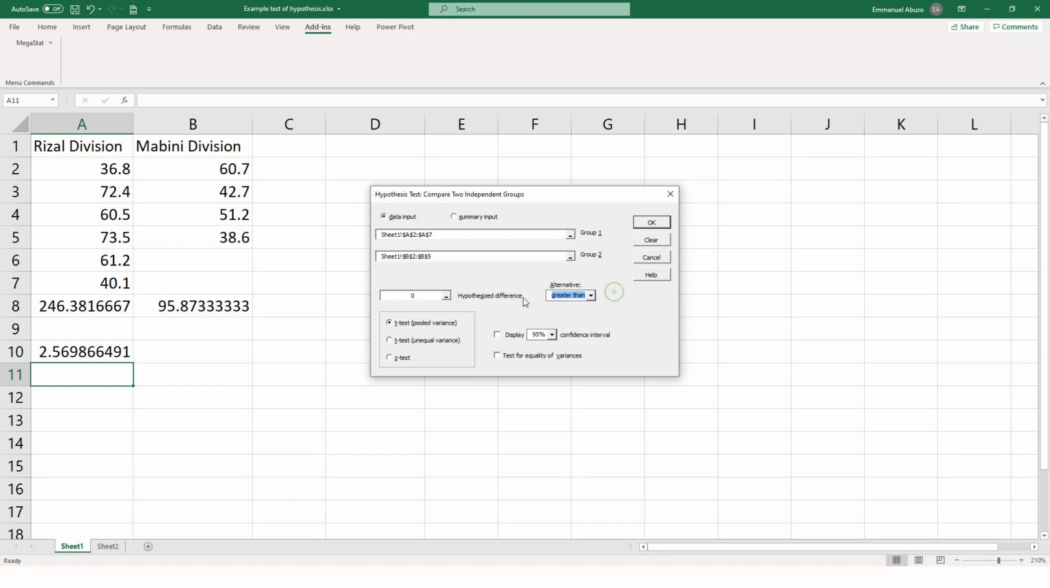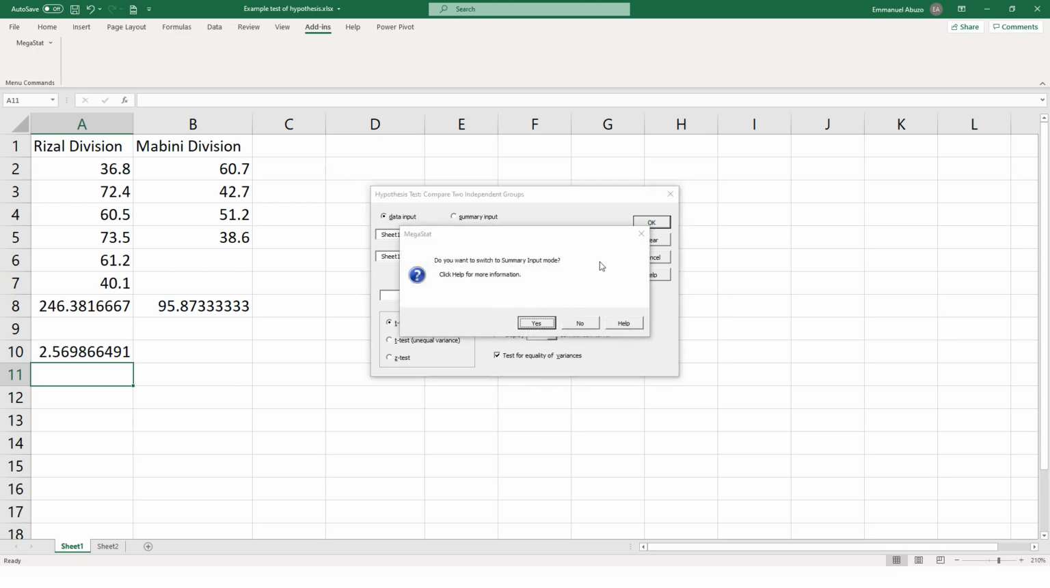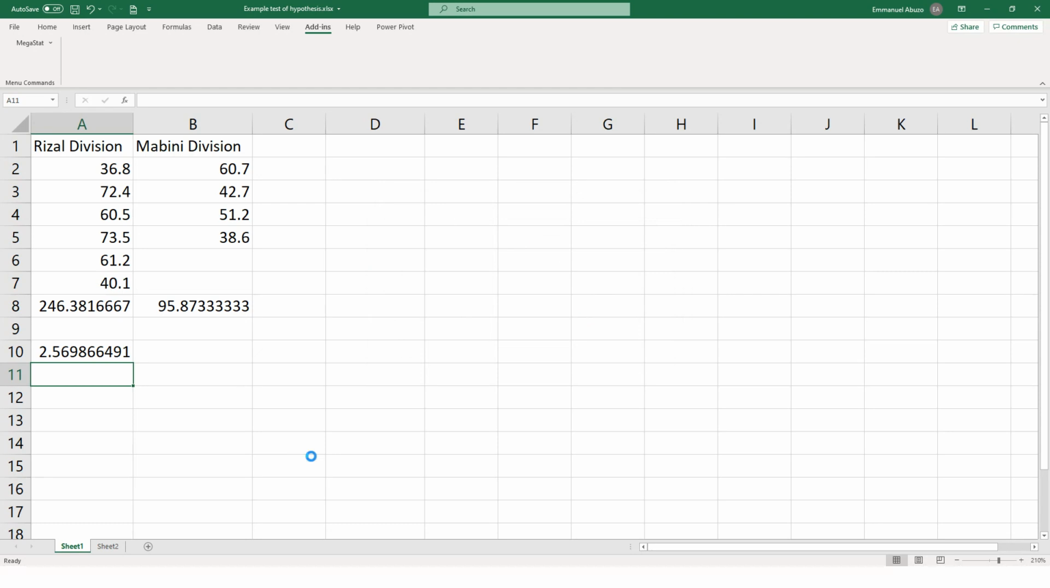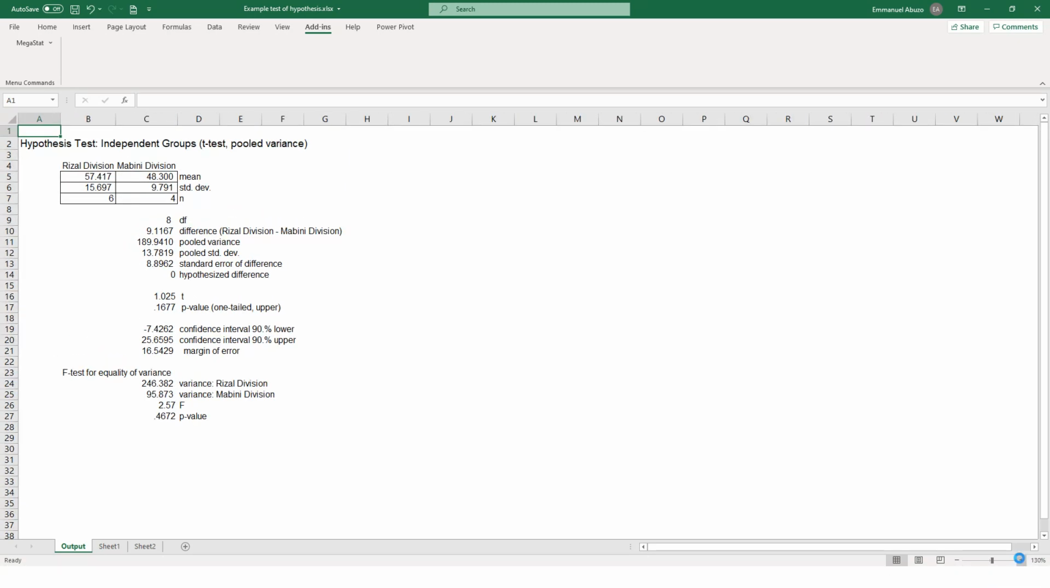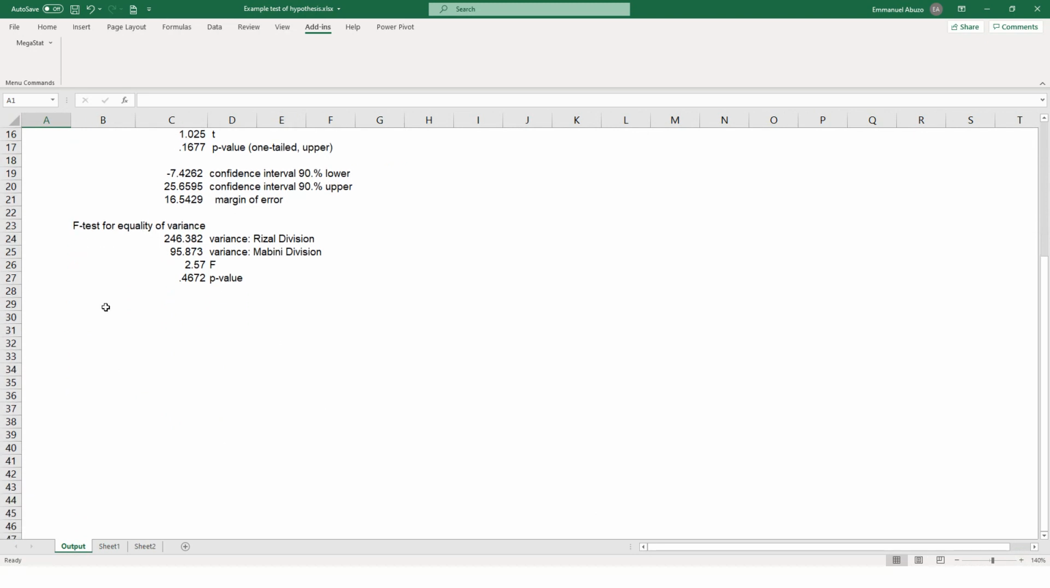Now take note here, we have tests of equality of variance, so we are going to check that one. And then take note in the problem that the alpha is 0.10, so we are going to change the confidence interval into 90. Click no, and let's wait for the result. So here we have the result. Let's try to make it larger. This would be the focus of our problem, the F test for equality of variance.